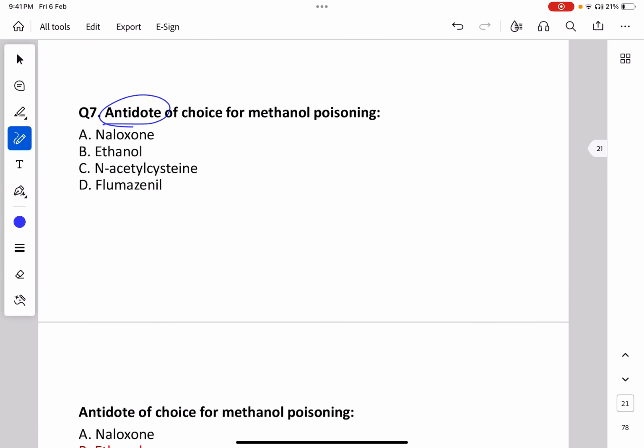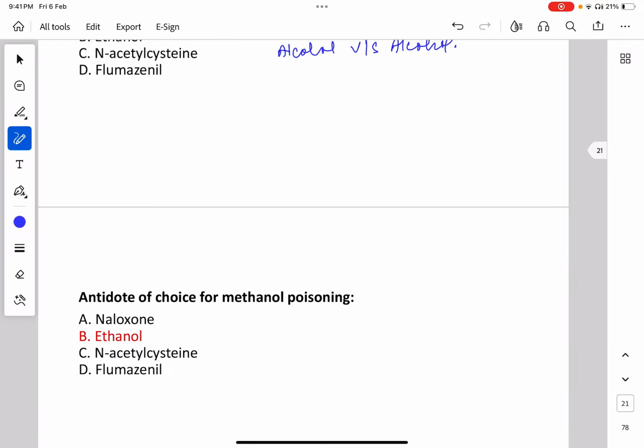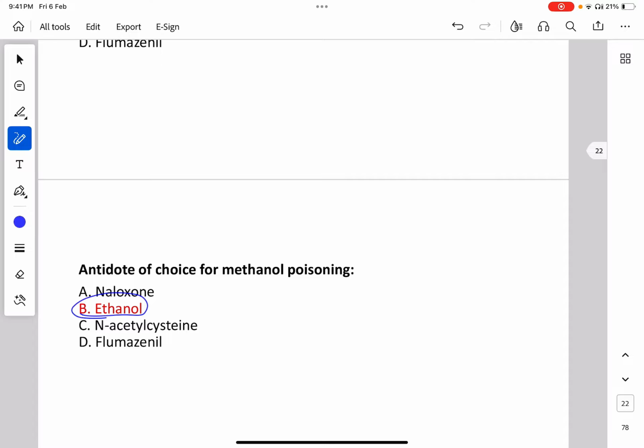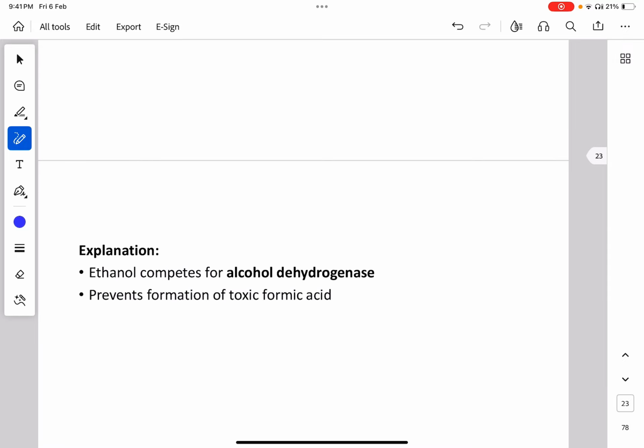Now, what is the antidote for methanol poisoning? It is alcohol versus alcohol. Sharab versus sharab, you can remember. Methanol is also alcohol, so if someone suffers with methanol ingestion, then you can give him ethanol. So antidote for methanol is ethanol.